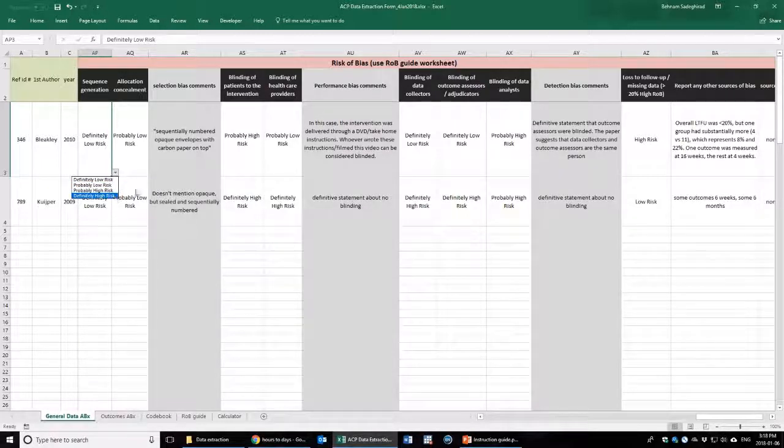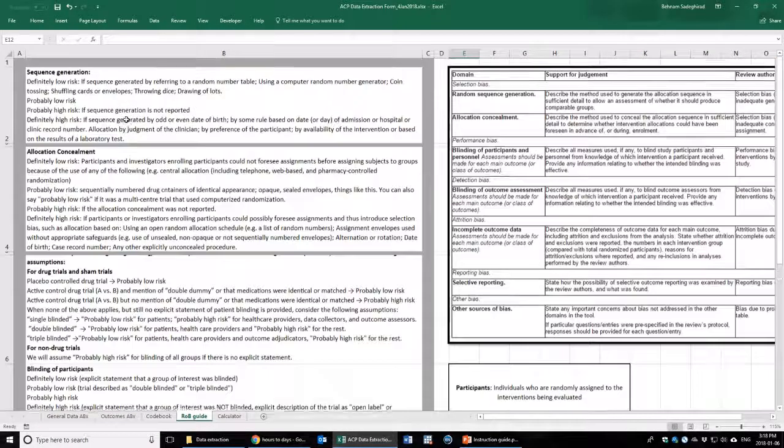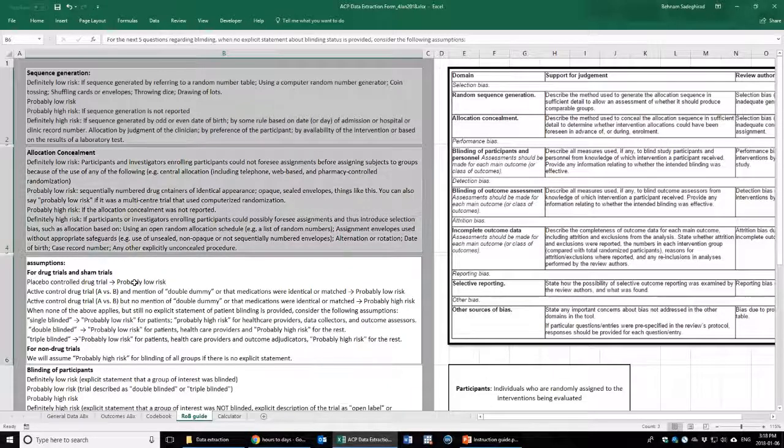If we return now to our risk of bias sheet, you will see that we provide instructions for assessing each risk of bias domain, giving conditions that should be met in order to give a certain rating. Please follow these instructions closely and don't go off script.